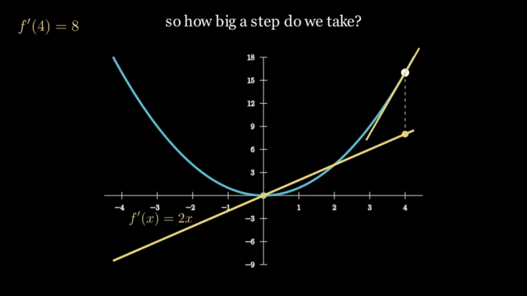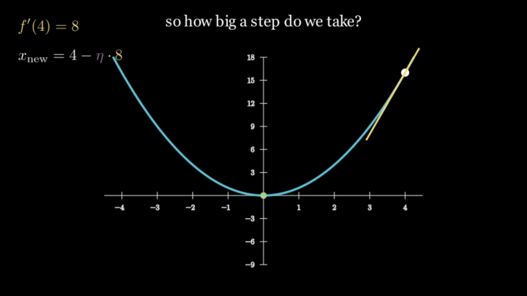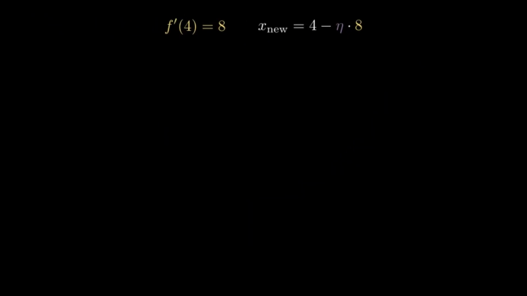And it stays 8 no matter what we decide to do next. So I will clear the slope line away, because from here there is only one thing varying in this whole scene, and it is not the derivative. Our update is new x equals 4 minus eta times 8. Everything now depends on that eta.